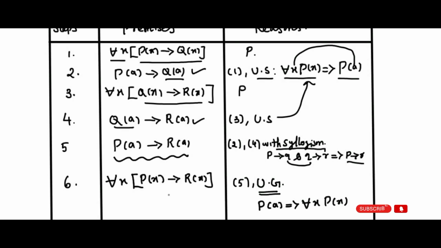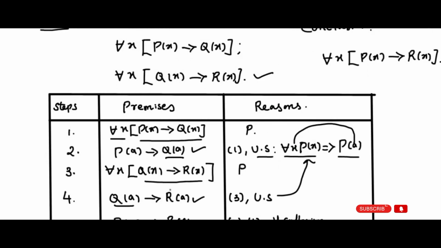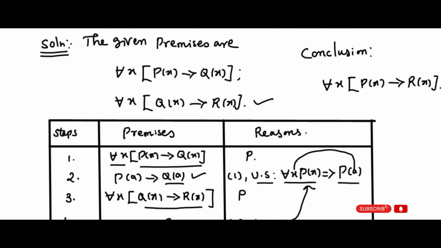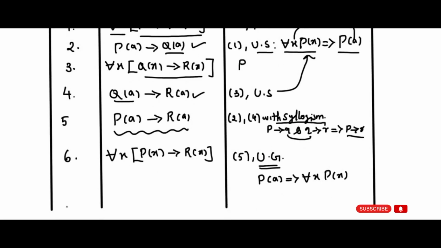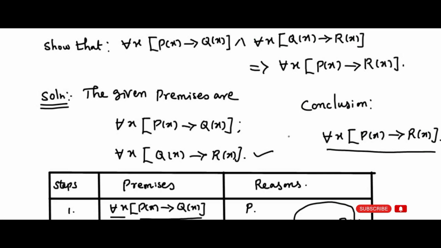Why are we using universal generalization law? See, our conclusion statement is for all x, p of x then r of x. So we get for all x, p of x then r of x. Therefore the given premises are valid, because using the given premises we proved the conclusion statement. Therefore the given premises are valid only.